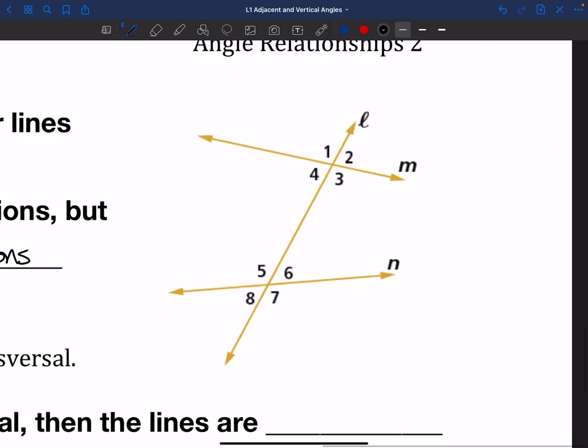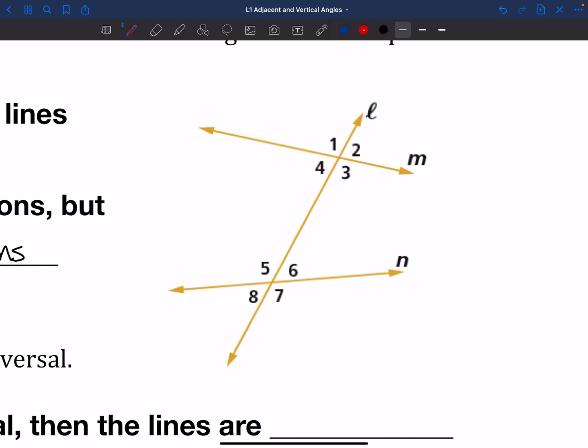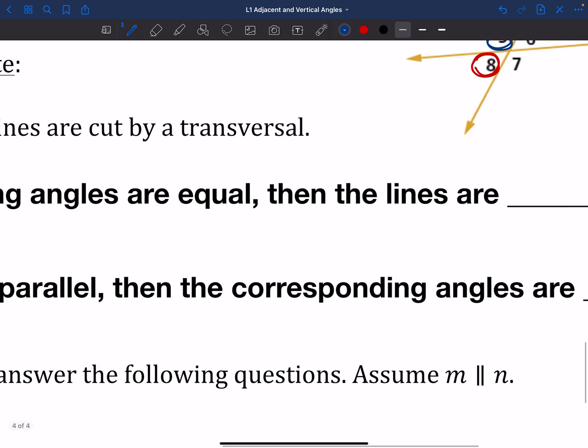If I'm looking at this diagram over here, and I'm looking at corresponding pairs of angles, if I looked at angle 4 over here, its corresponding angle is angle 8. Now, that doesn't mean that they are exactly the same necessarily, until we talk about this next piece. But what that means is that they are both in the bottom left of their intersections. If I looked at angles 1 and 5, those are in the top left of each of their intersections. 1 and 5 are corresponding. So you're looking for ones that are in the same position in different intersections.